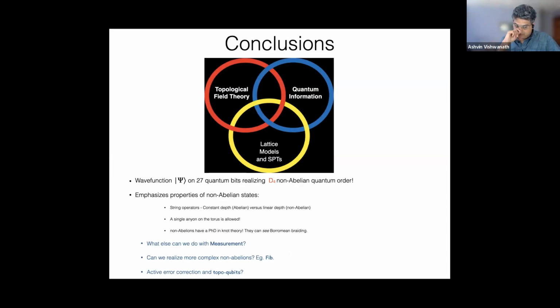The obvious questions are, can you create more complex kinds of non-Abelian anyons like the Fibonacci anyons? And really, ultimately, I think from at least the application point of view, whether you can incorporate things like error correction and create topological qubits. Of course, all of that is for the future. But I think this really opens up exploring the intersection of quantum information with these more exotic concepts, SPTs, lattice models, topological field theories, that I think find a very natural home in this particular setup for realizing these topological quantum bits. Okay, let me stop over here.